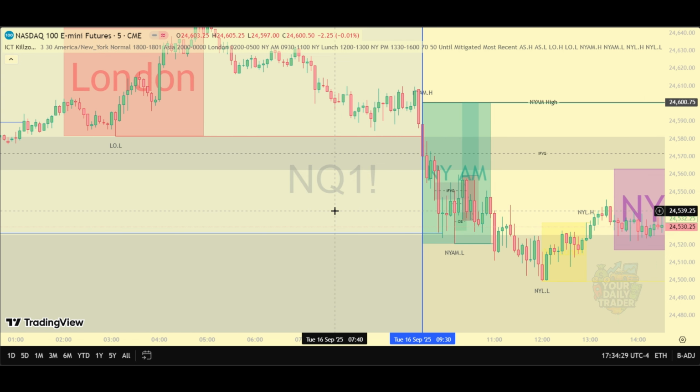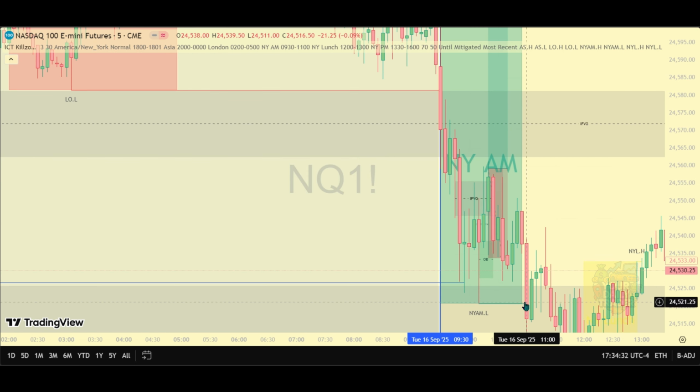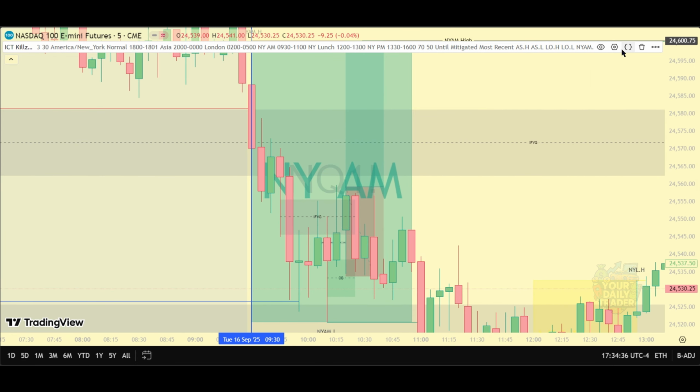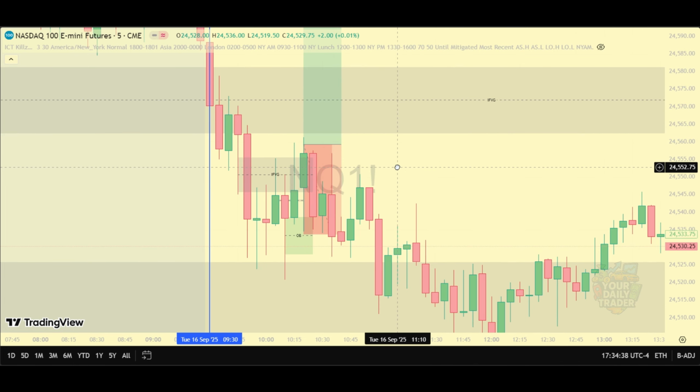ES was also showing good confirmation. That's how I'd mainly place this trade, to be fair, was through what ES was looking like. I'll show you what I've seen on ES as well.